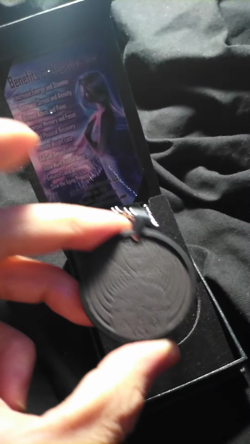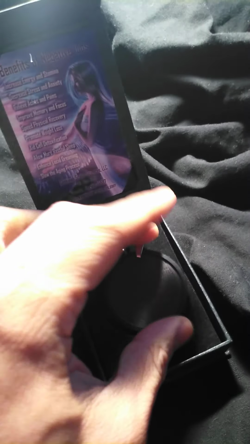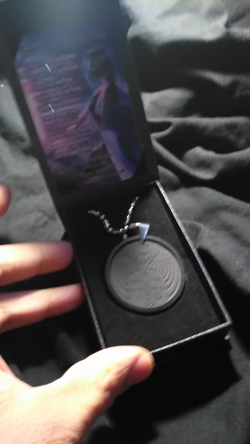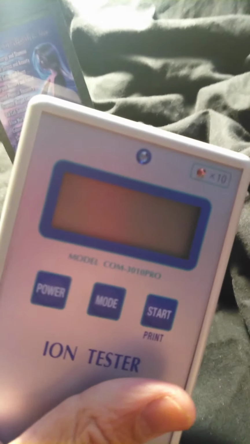Okay, well, that's all well and good, but how can we really know? How can we really determine that this pendant is producing negative ions? Well, negative ions are invisible, but there is a way. It's with the Geiger-Müller tube, used by scientists and engineers to determine ionic activity in the air.